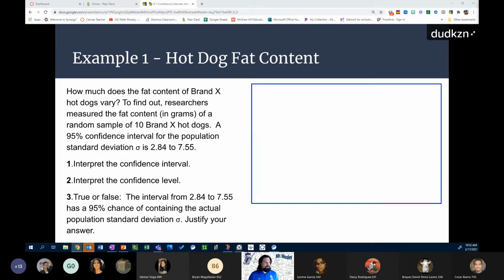All right, we want to, number one, interpret the confidence interval, number two, interpret the confidence level, and lastly, answer this true or false question: the interval from 2.84 to 7.55 has a 95% chance of containing the actual population standard deviation, sigma. And we'll provide a justification for that. Remember, we want to keep in mind that confidence interval and confidence level are different. They're very closely related, but they are different.